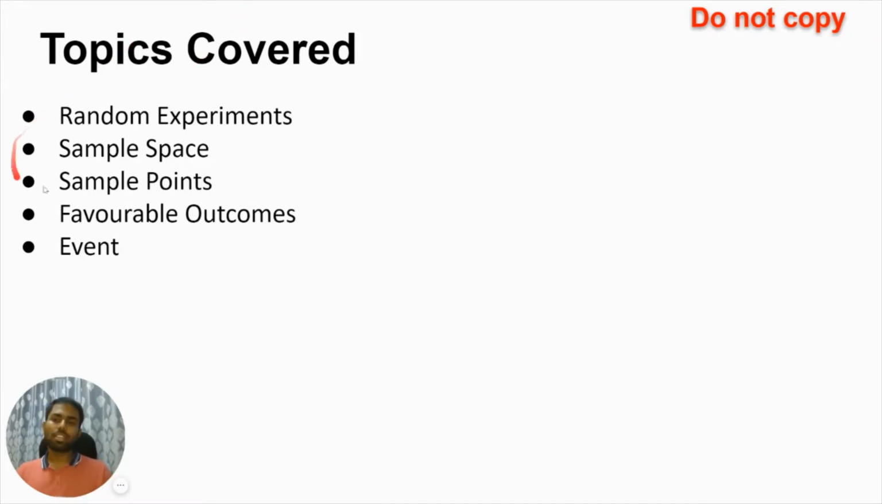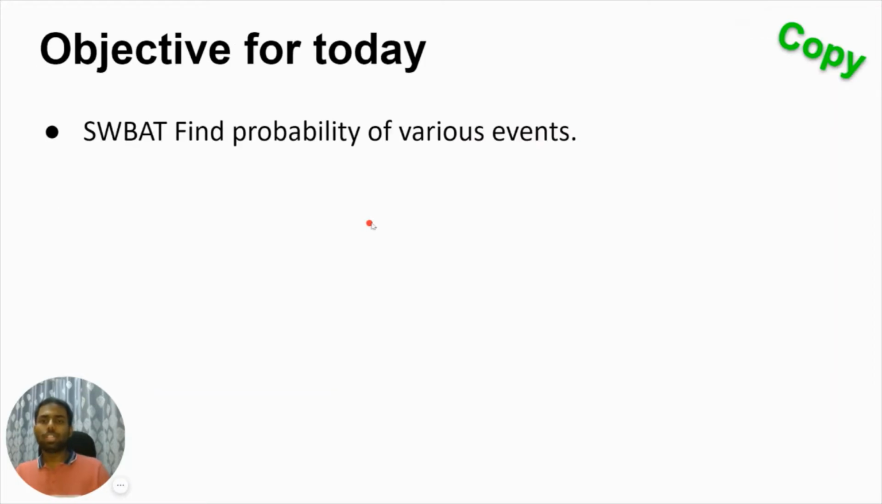Okay. Next, we had seen sample space. It is a set of all possible outcomes of a random experiment. Sample points are the elements in sample space. Favorable outcome: if you put a condition on a random experiment, all the outcomes which follow that condition will be favorable outcomes. And an event is a set of all the favorable outcomes. The objective for today is that students will be able to find probability of various events.